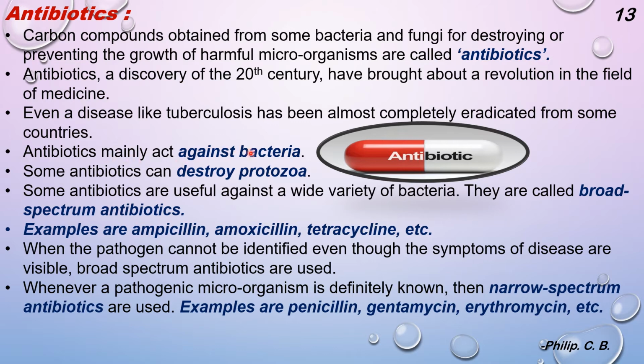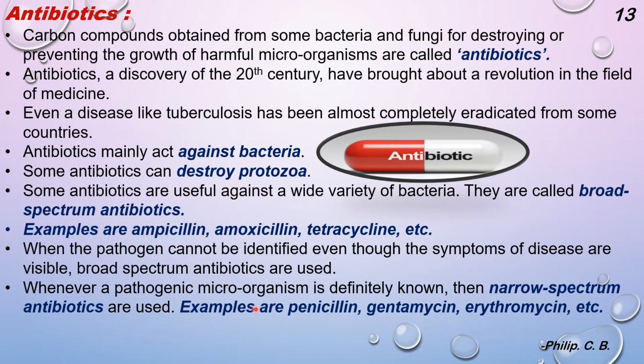Antibiotics mainly act against bacteria. Some antibiotics can even destroy protozoa. Some antibiotics are useful against a wide variety of bacteria. They are called broad spectrum antibiotics. The examples are ampicillin, amoxicillin, tetracycline, etc. Now what does this broad spectrum antibiotics mean? In simple words, when there is an infection and it's not known which bacteria caused it, we can use these broad spectrum antibiotics, which can be effective against all types of species. When the pathogen cannot be identified, even though the symptoms of disease are visible, broad spectrum antibiotics are used.